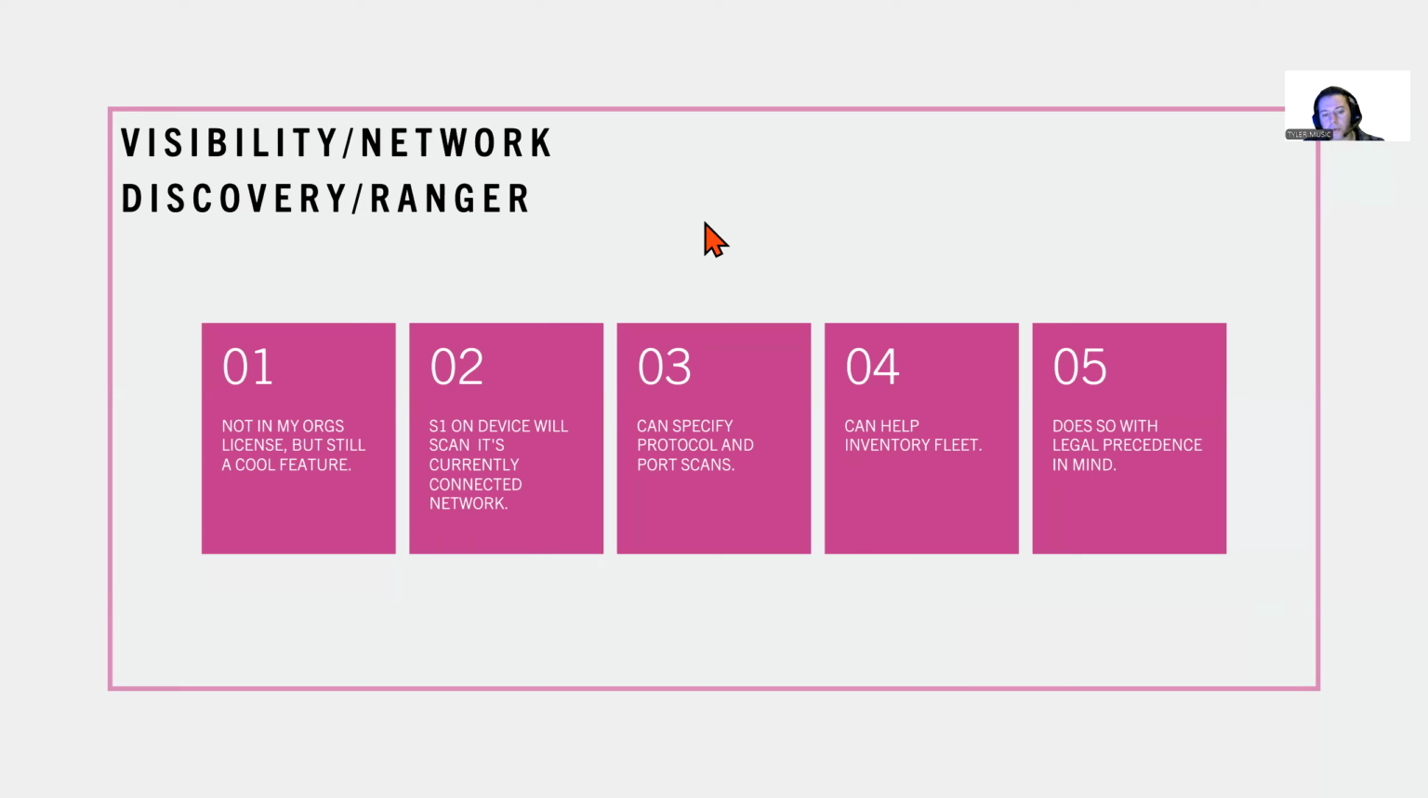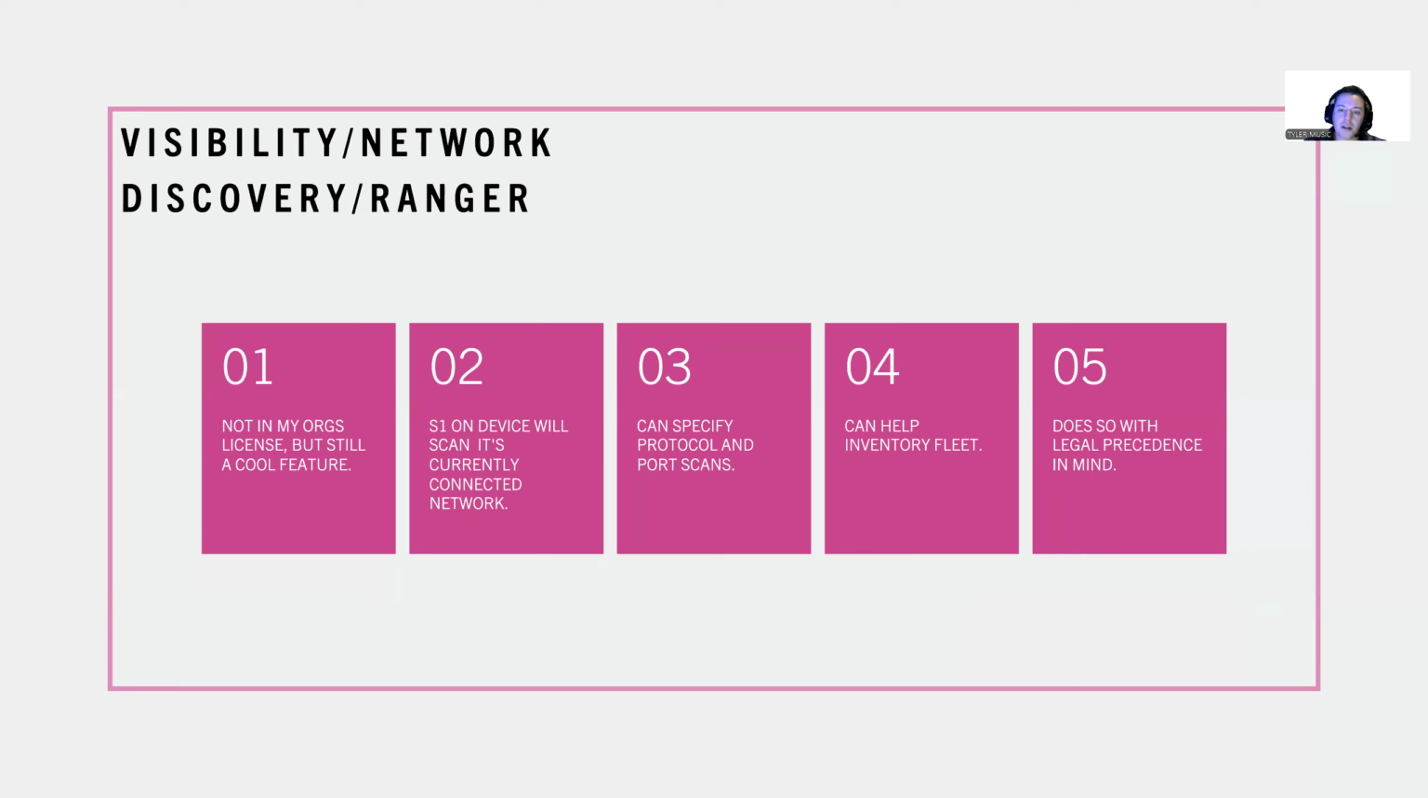So on here, you can see an S1 device will scan its currently connected network. If it's on your private network with a bunch of S1 devices, it does it very smartly so that only specific devices are scanning at a time. That way, you're not just destroying your network with Sentinel-1 scans. So it does it really smartly.